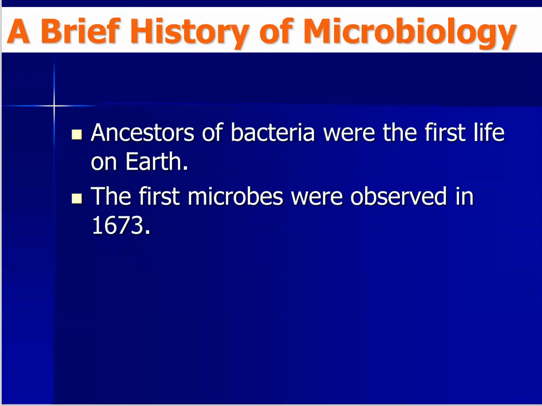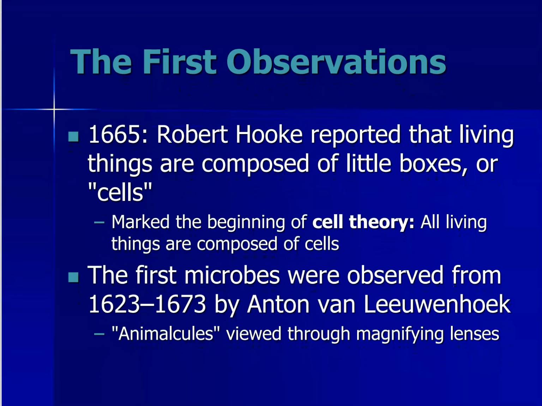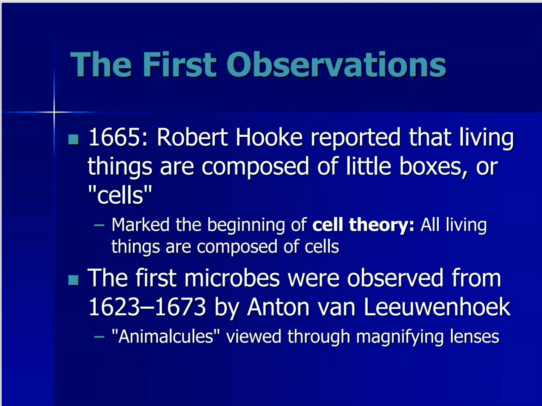There will be some names, and I'll point out to you which ones are important for this course. So the first time we were even aware that microbes existed was when the first microscope was developed, and that was in 1673. The first observations used a very basic kind of magnifying device, and Robert Hooke is one of those people that you should have heard about and should know. The important thing about him was he reported that living things are composed of little boxes or cells.